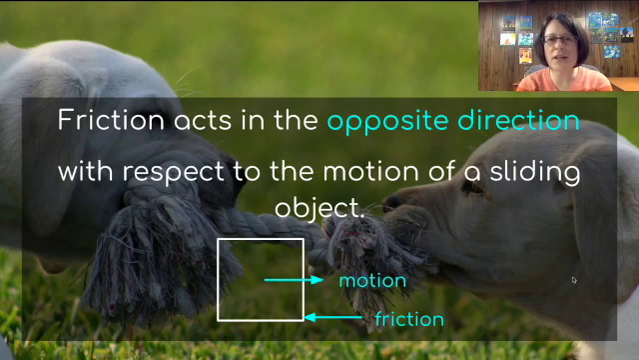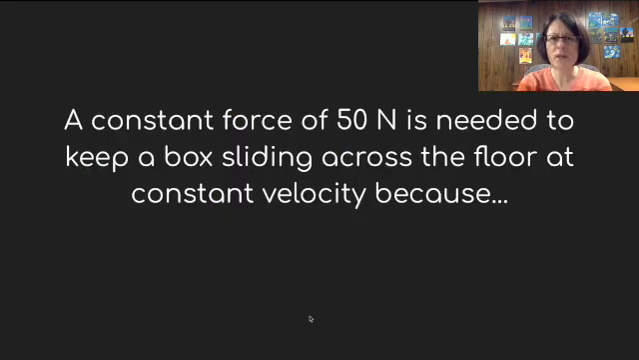We need to know that friction acts in the opposite direction with respect to the motion of a sliding object. So here with my box, the motion is to the right, friction is to the left. It always acts against the motion. So let's take a look at this example. A constant force of 50 newtons is needed to keep a box sliding across the floor at constant velocity because, remember, once we get something sliding, it should not stop unless an outside force acts on it. Well, friction is an outside force acting on things that make them stop.